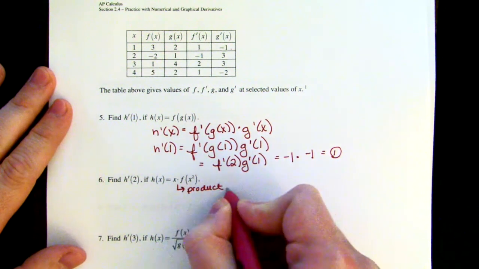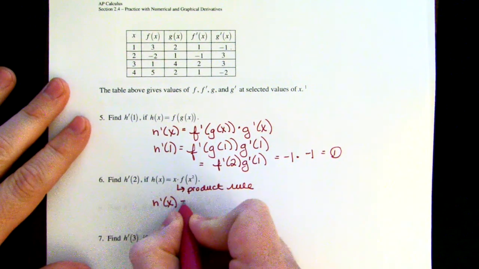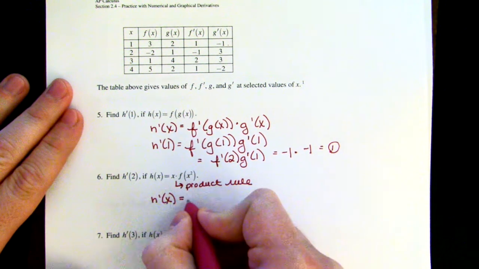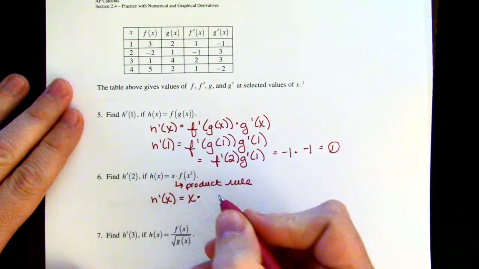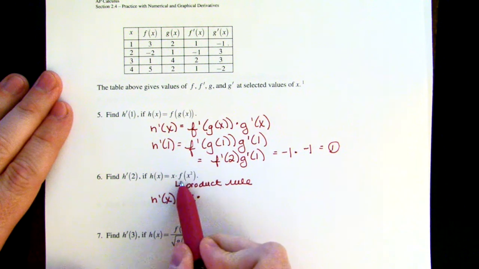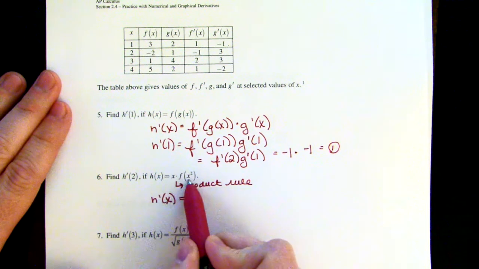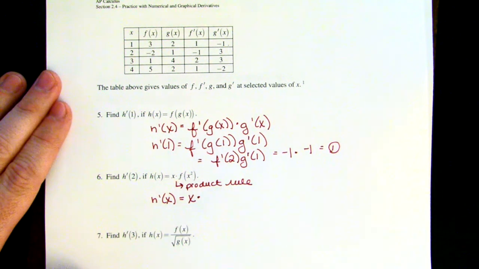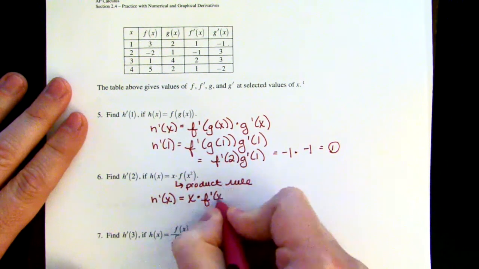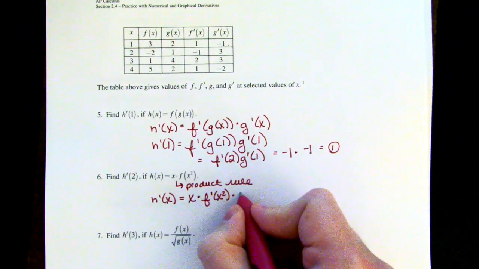So first let me label this as product rule. H prime of x is going to equal. Product rule says first times derivative of the second. First is x times. Gets a little strange now. The derivative of the second, f of x squared, that's a chain rule problem because there's something, x squared, inside the f function. I'm going to take the derivative of the outside, leaving everything inside there. I'm going to say f prime of x squared. And by chain rule, I'm now going to multiply this by 2x.